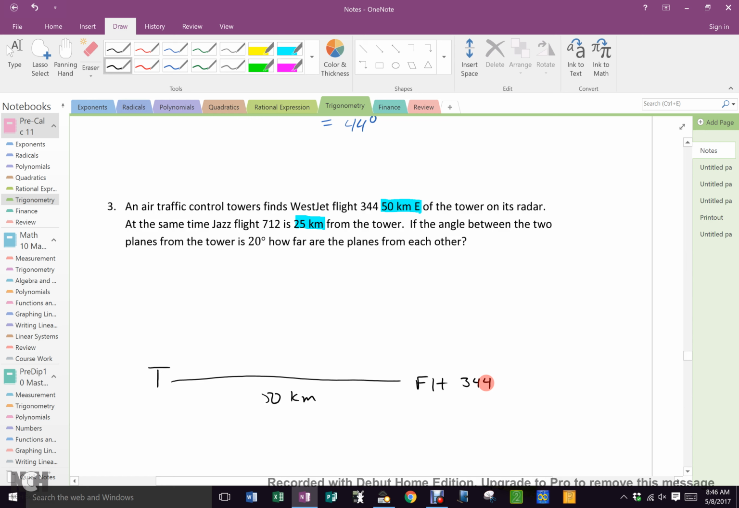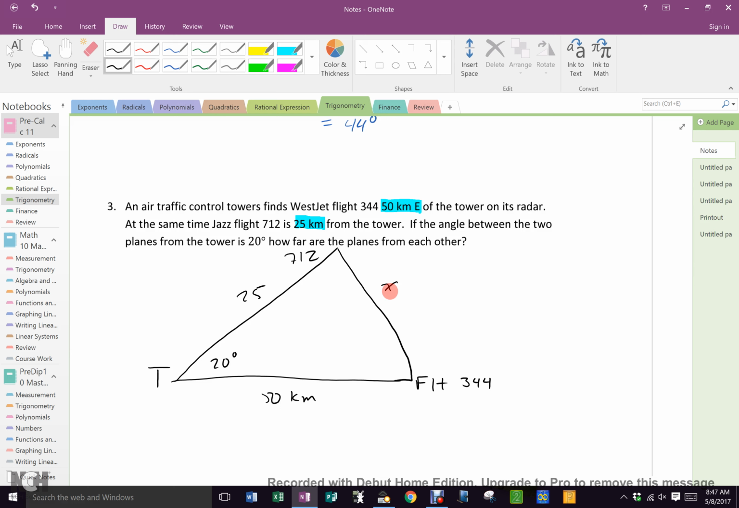Now, some other flight is 25 kilometers from the tower. Does that other flight's direction matter? No. As long as I make it, boom. Here is Flight 712, and he's 25K away. If the angle between the two planes is 20, how far are they from each other? So what side do I need? I need that. Now please notice I haven't put any A's, B's, or C's on here, yes? So how do we solve it?